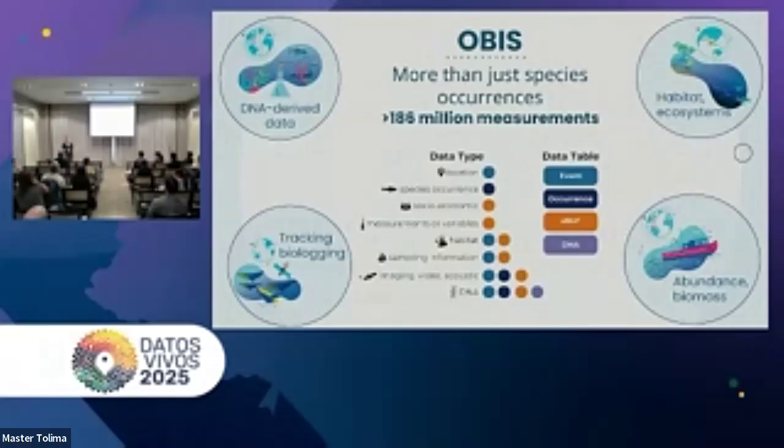And I really want to emphasize OBIS data is really more than just species occurrences. So there's over 186 million different types of measurement data in OBIS currently. So this can include DNA-derived data, tracking and biologging, abundance, biomass, habitat ecosystems, lots of different types of data in OBIS. And yeah, just really going beyond just occurrence records. And often our community may not always know about these potential data. And that's what I'm talking about.